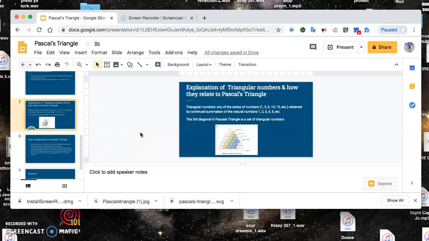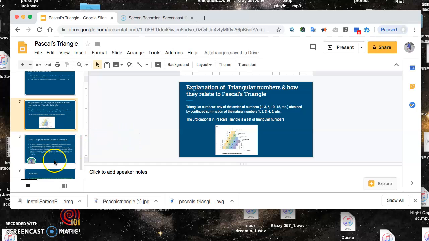Okay. Explanation of triangle numbers and how they relate to Pascal's triangle. Triangular numbers are any of the series of numbers 1, 3, 6, 10, 15, etc., obtained by continued summation of natural numbers such as 1, 2, 3, 4, 5, etc. The third row, the third diagonal, my bad, in Pascal's triangle is a set of triangular numbers. As you can see, the third diagonal is 1, 3, 6, 10, 15, shown in the green.